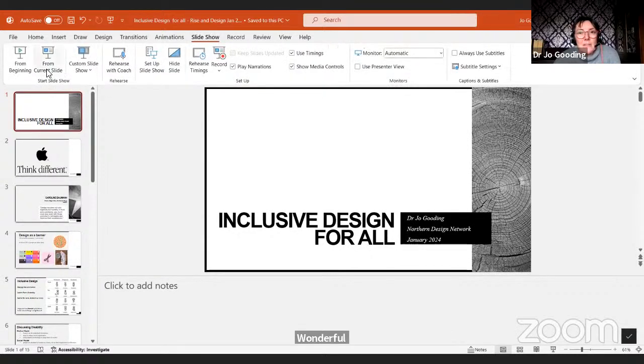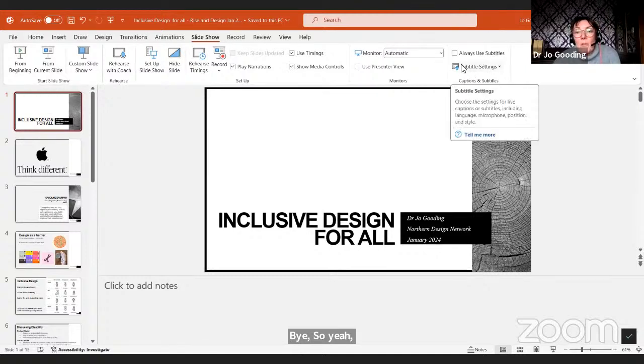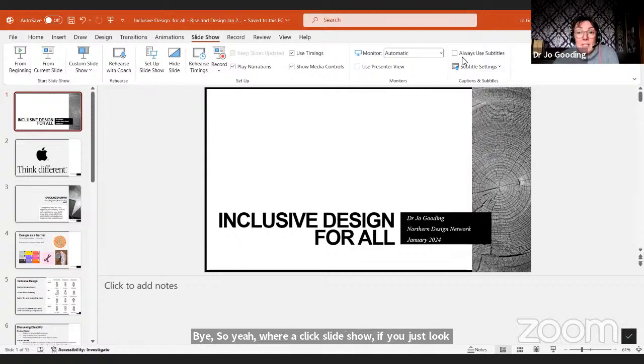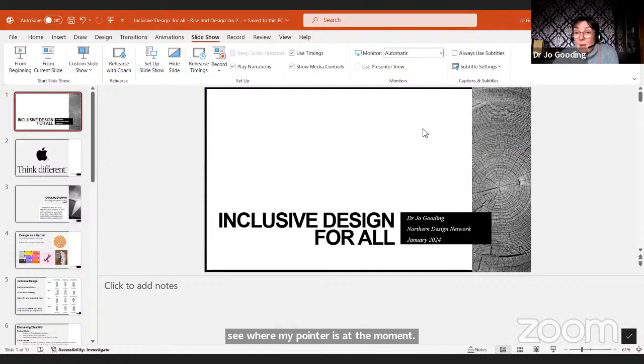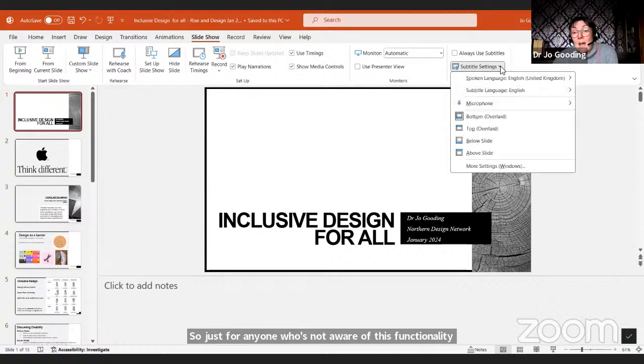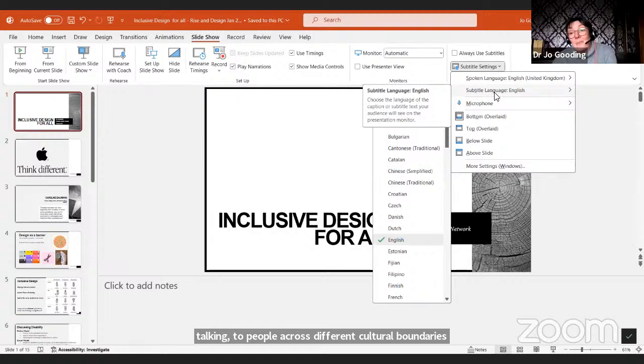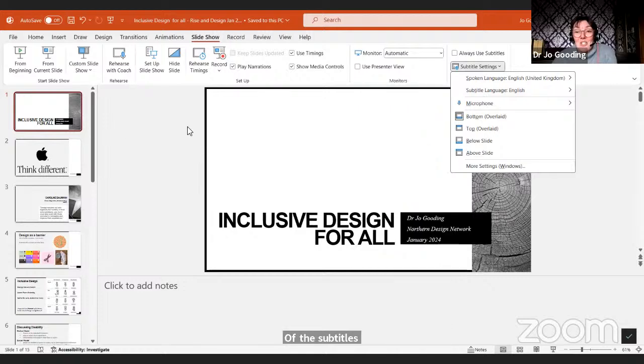Where I've clicked slideshow, if you just look up at the top right-hand side of your screen, you can ask it to always use subtitles. So just for anyone who's not aware of this functionality already, that's there. It's also really great if you're talking to people across different cultural boundaries, because you can actually change the language of the subtitles. So I just thought I'd flag that as a functionality for people if they weren't aware.